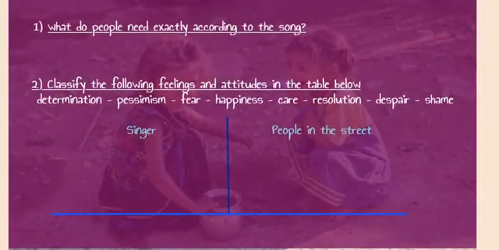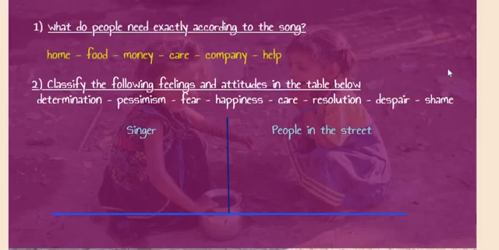What do people need exactly according to the song? Let's reflect back on all the ideas mentioned. So people need home, food, money, care, company, and help.